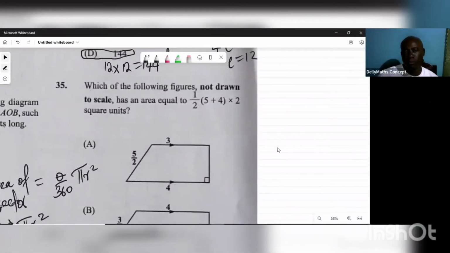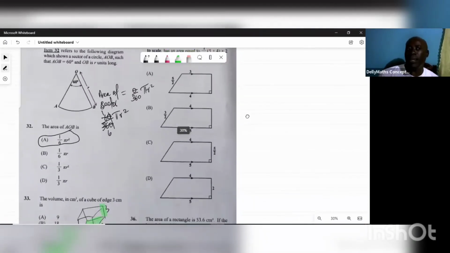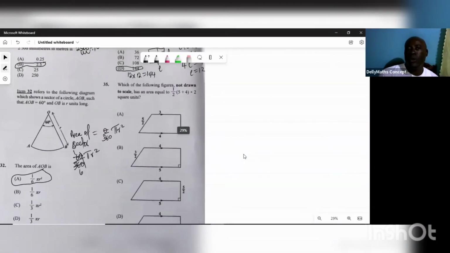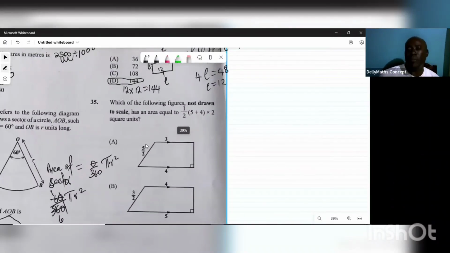35. Which of the following figures, not drawn to scale, has an area equal to the one they're giving you? One of the things you have to note is they give you the area formulas for these plane shapes. This is a trapezium. The area of the trapezium is half the sum of the parallel sides times the height. This side is parallel to that, so half the sum of those times the height.